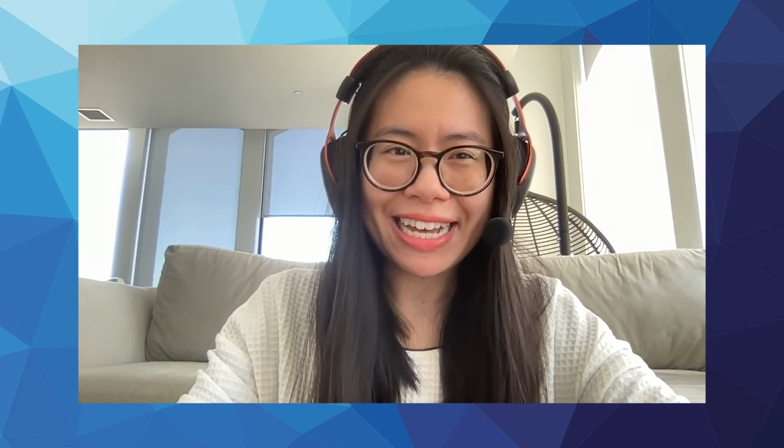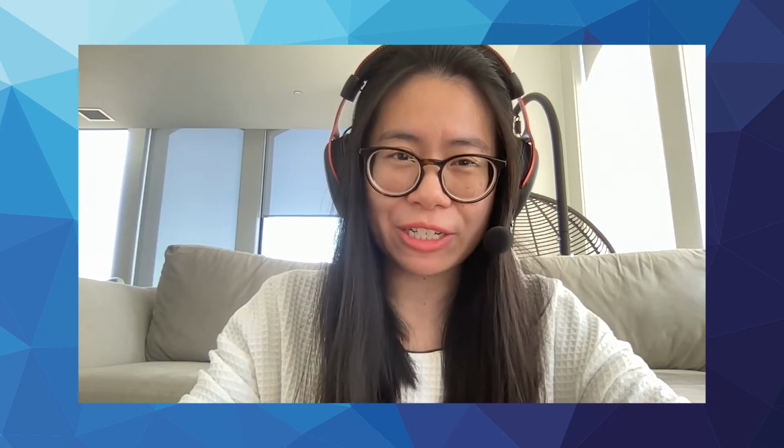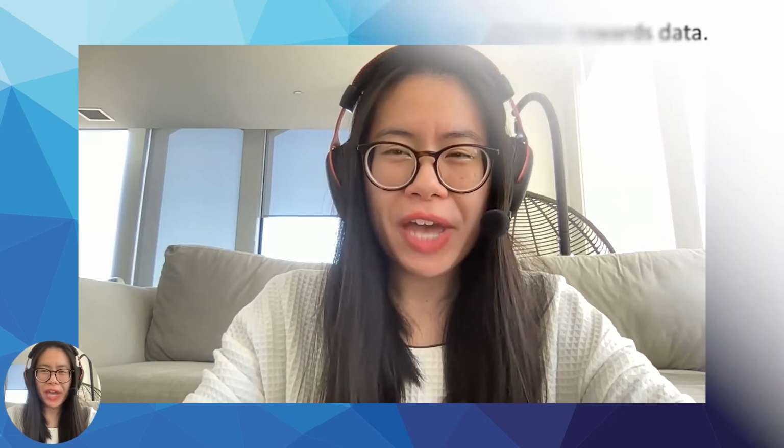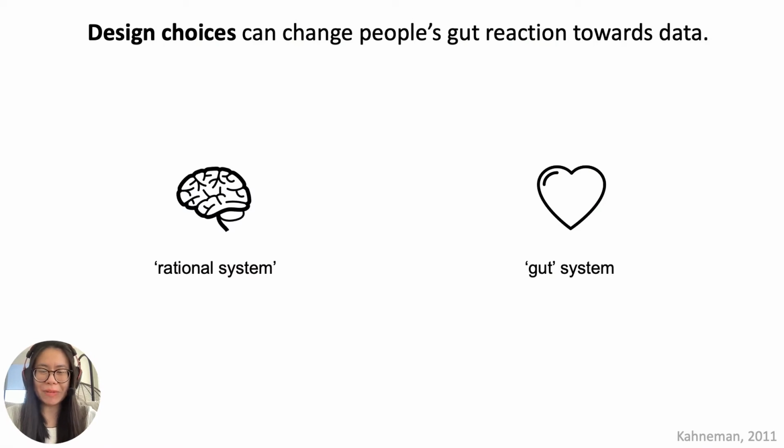Design choices can also change people's gut reaction towards data. So first, a little bit of background. We have two systems that help us make decisions. One system, the rational system, relies on logical analysis to make decisions slowly. Another system, the gut system, relies on intuitions to make faster decisions. Let's see them in action.